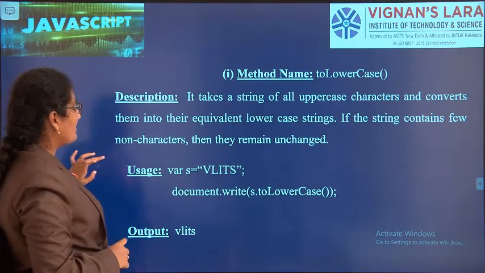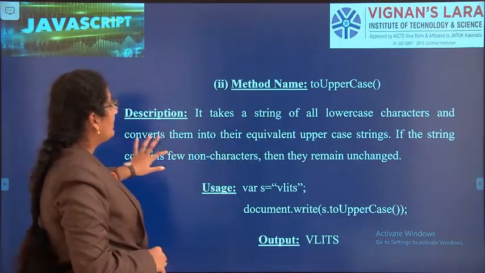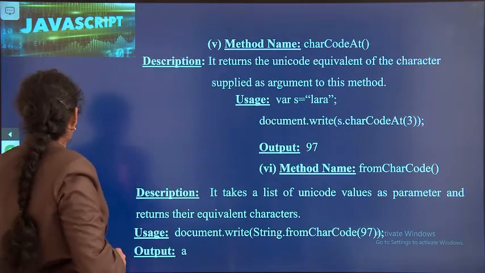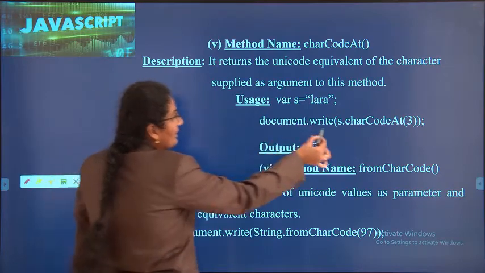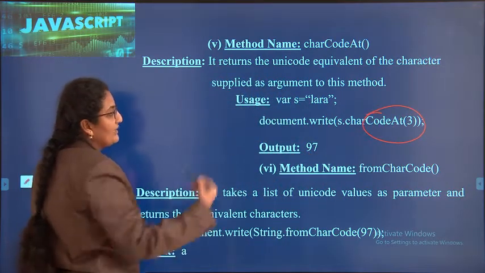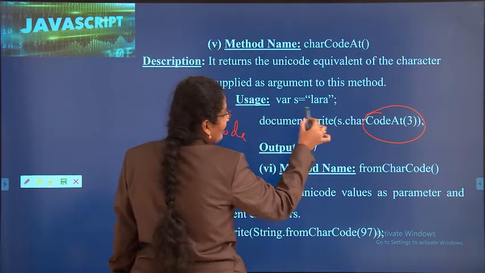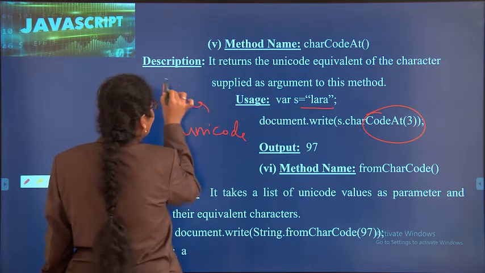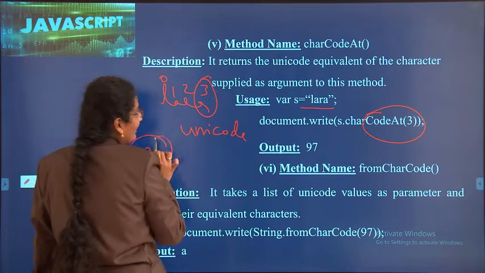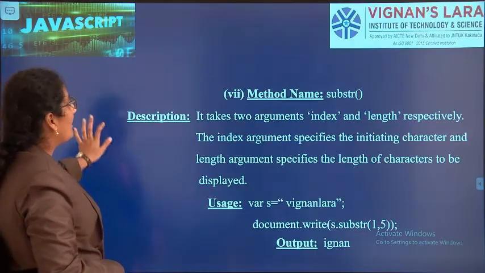So these are the examples, converting into lowercase, converting into uppercase, then addition of two strings, finding the character. You have seen this in the last video, char code. I have explained this in the last video. Remember all these things. So we are having some Unicode. Whenever I am giving Lara, in Lara what is the third character? 0, 1, 2, 3. In the third position I have letter A. For letter A, 97 is the code. So all this we have seen in the last class.